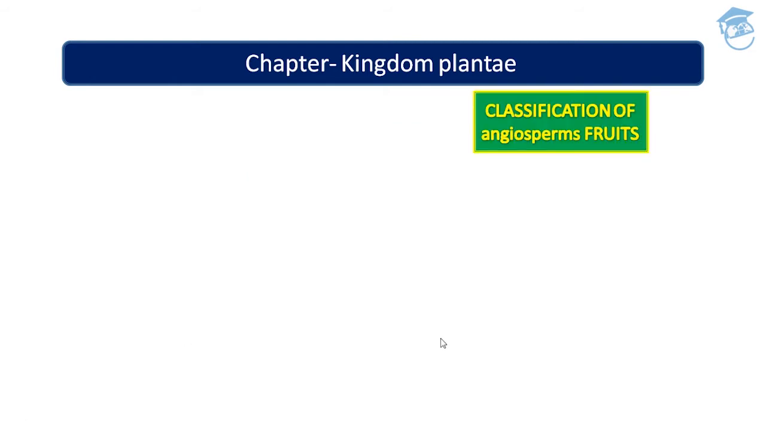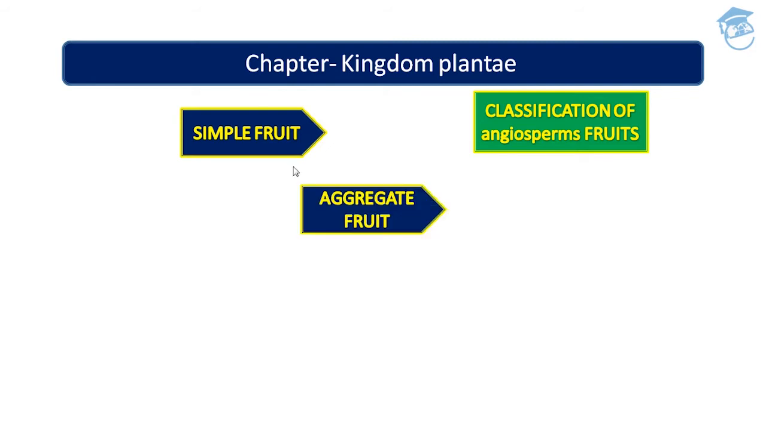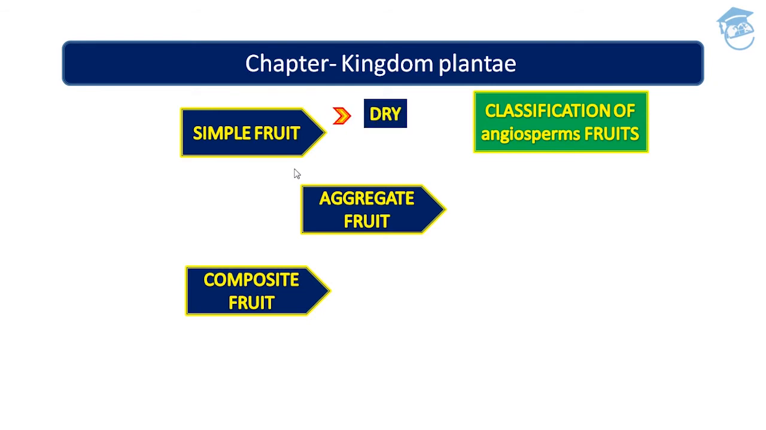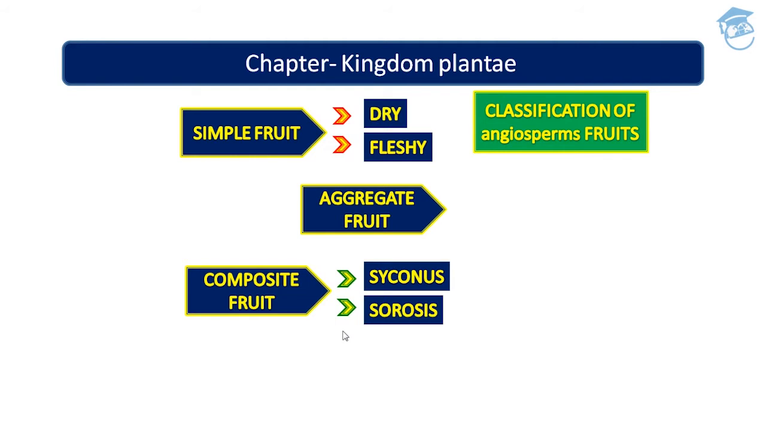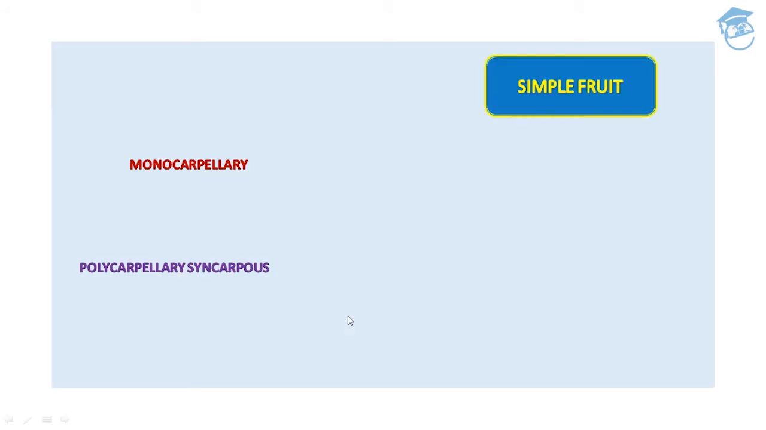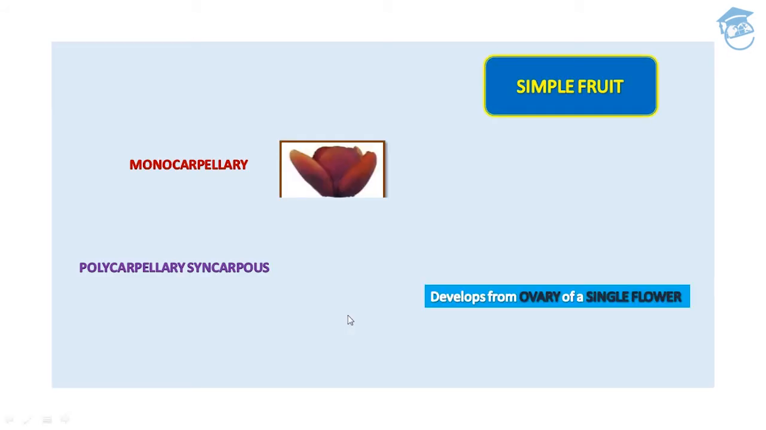Okay, now we'll talk about the classification of angiosperm fruits, students. First is simple fruit, second is aggregate fruit, and third is composite fruit. Simple fruit may be dry, it may be fleshy. Aggregate fruit we'll talk about, and composite fruit may be syconus and sorosis. We'll talk about the simple fruit first.